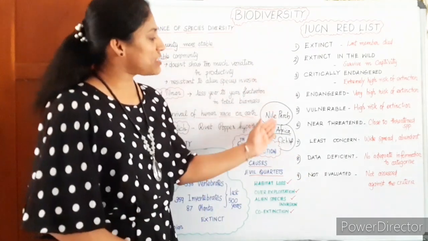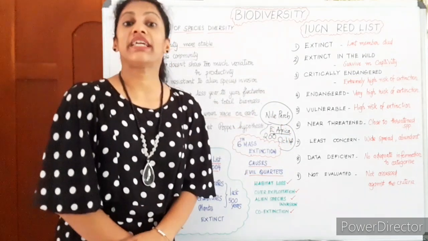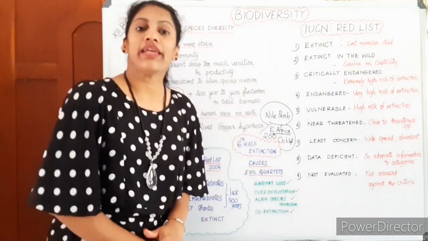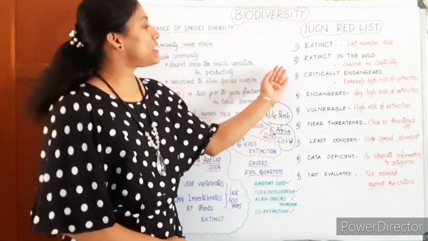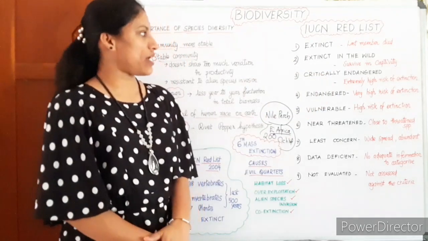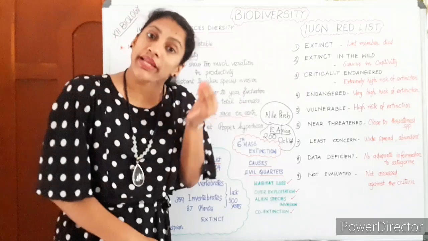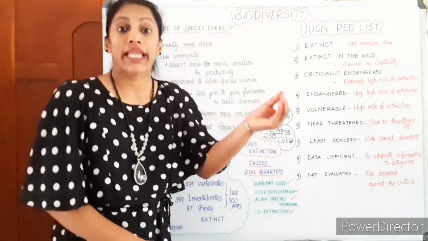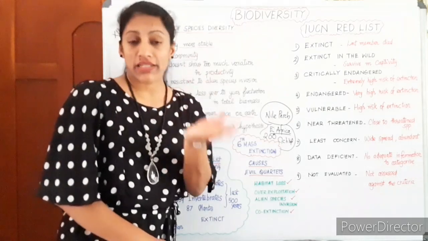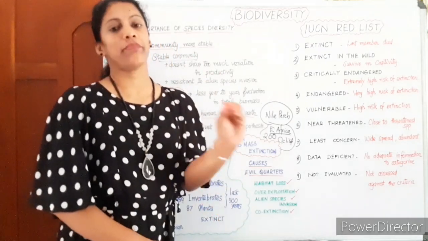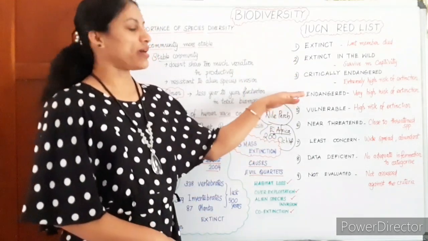Then the threatened species: 3, 4, 5 are threatened species. What do you mean? Critically endangered, endangered and vulnerable. Critically endangered organisms are the organisms which are facing an extremely high risk of extinction in the immediate future. If an organism faces an extremely high risk of extinction in the immediate future, they come under this category. This is the supreme category among the threatened.